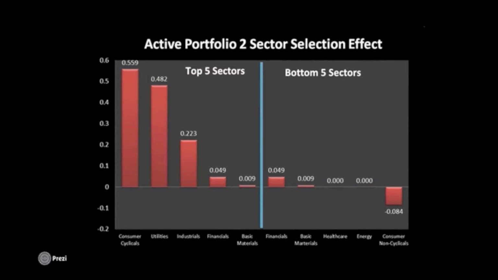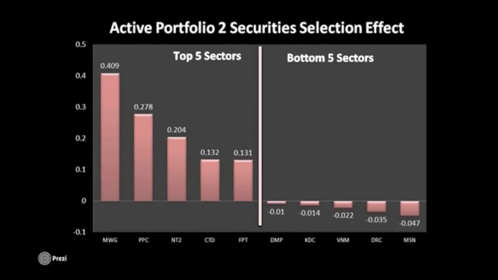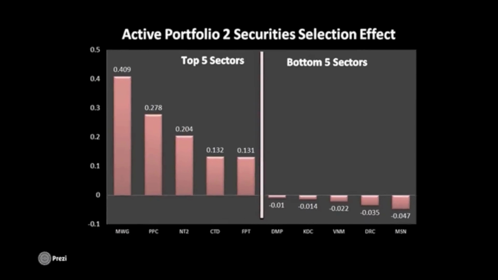Next, the sector selection effects. The consumer cyclical sector has 0.559, the largest, and the smallest ratio belongs to consumer non-cyclical at minus 0.084. Move to the security selection effects. MWG occupies 0.409%, the highest, while MSN is the lowest at minus 0.047.